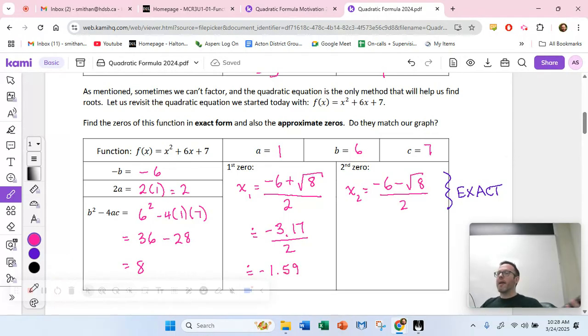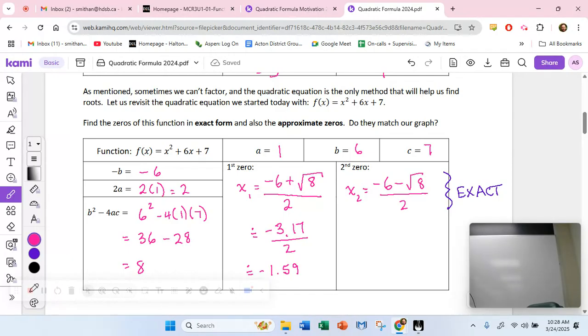Did you round to negative 1.6? Did you round to negative 1.58? I don't really care as long as you got something similar. Everybody get something similar? Yeah. Okay. You've got to be careful that you do the top first and then divide by 2. If you didn't get negative 1.59, maybe you should call me over in a sec and I can show you what happened.